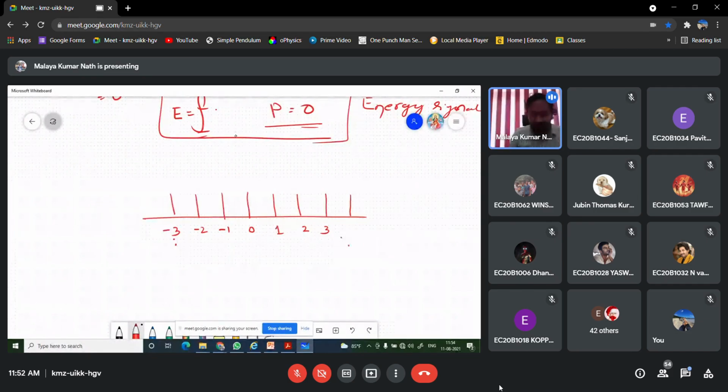How many samples are present here? 6? 5, 6, 7. 6 or 7? It is 7. This is -N to +N, so 0 is also counted. Are you getting my point? Yes. So that's why we write 1 upon 2N plus 1.